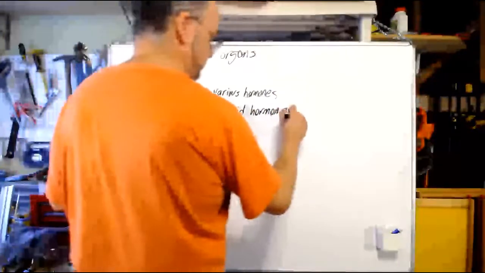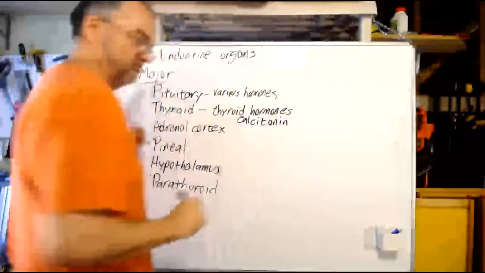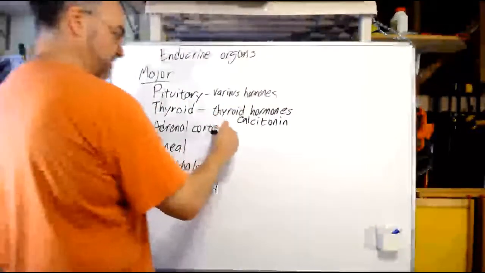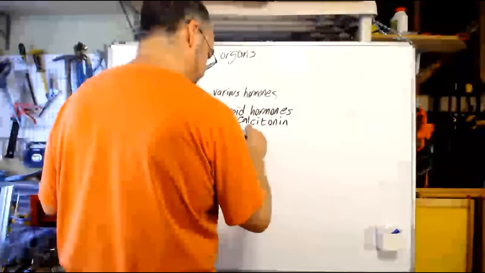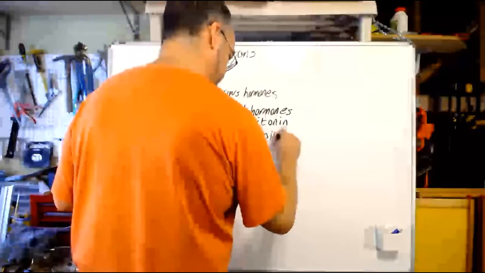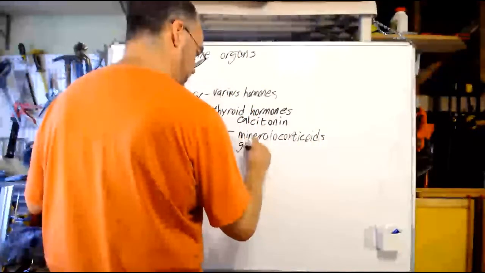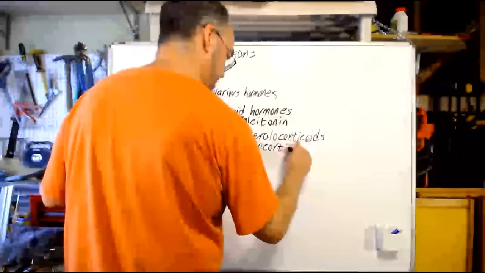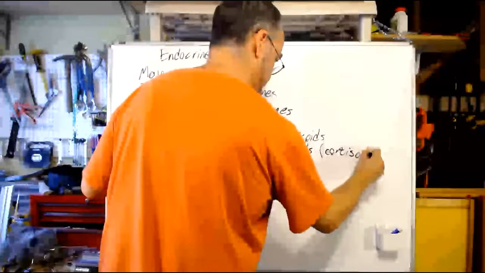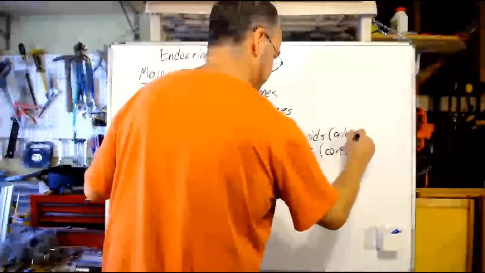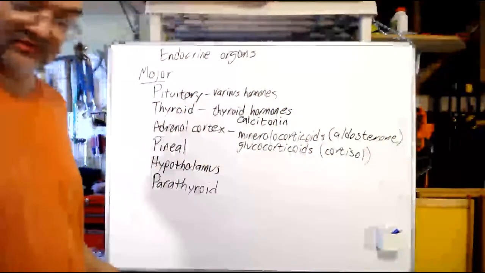Also, calcitonin, which is involved in regulating calcium balance in the body. The adrenal cortex secretes mineralocorticoids and glucocorticoids. Things like cortisol for that and aldosterone. Those are just two examples. They aren't the only ones.